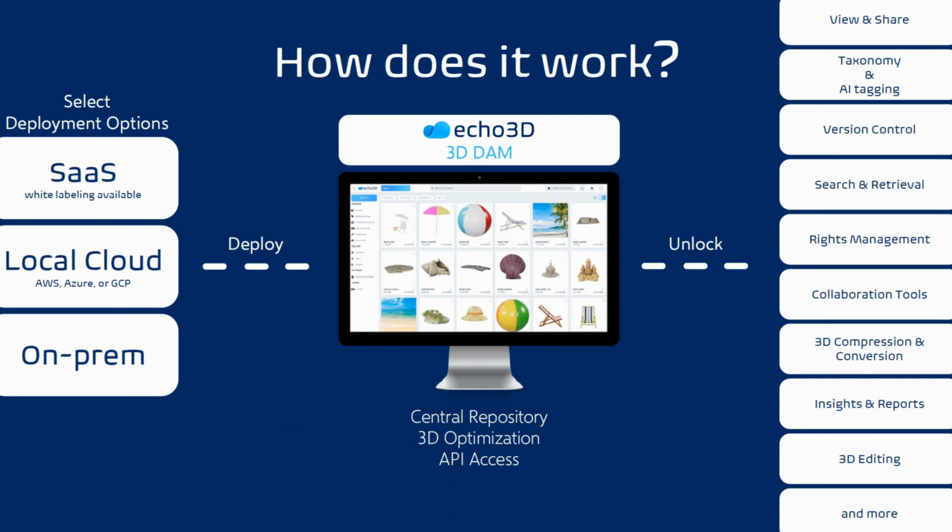Now that we know what echo3D is, let's see how it works. Each of our clients selects their preferred deployment option: SaaS on our cloud, local cloud on the client's cloud environment, AWS, Azure, or GCP, or on-prem. We deploy, and then teams within the organization unlock a plethora of features like those on the list here on the right and more.